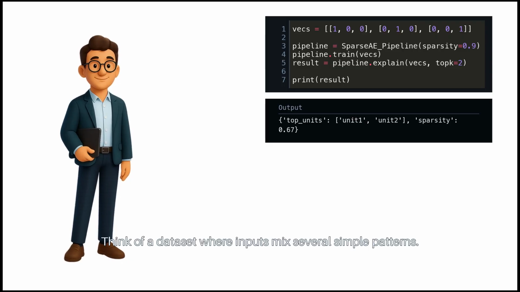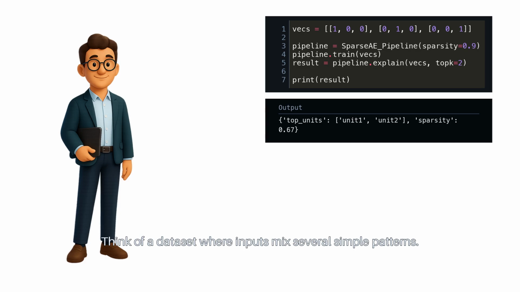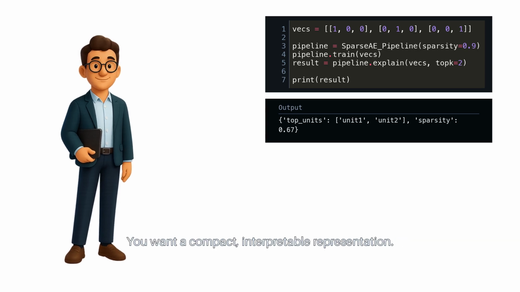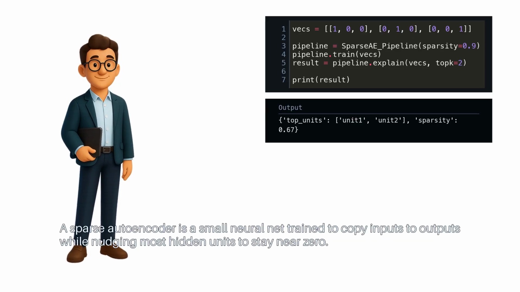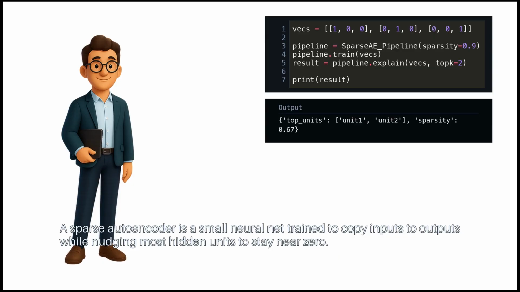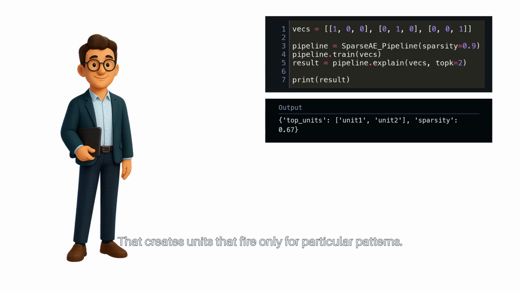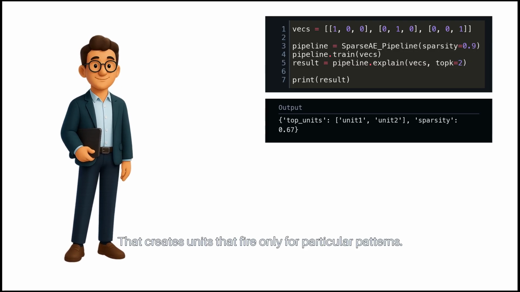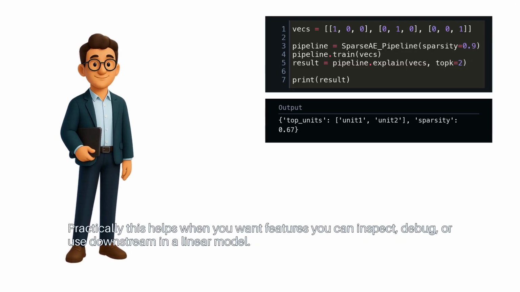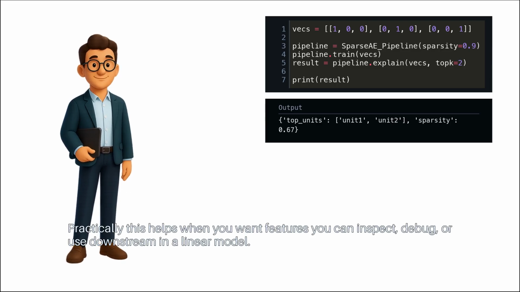Think of a dataset where inputs mix several simple patterns. You want a compact, interpretable representation. A sparse autoencoder is a small neural net trained to copy inputs to outputs while nudging most hidden units to stay near zero. That creates units that fire only for particular patterns. Practically, this helps when you want features you can inspect, debug, or use downstream in a linear model.